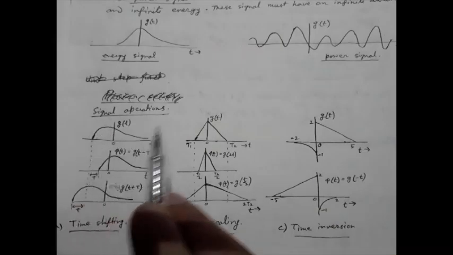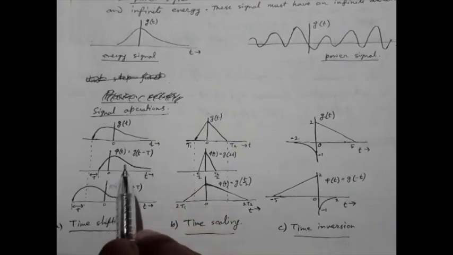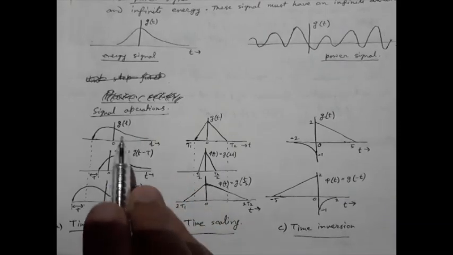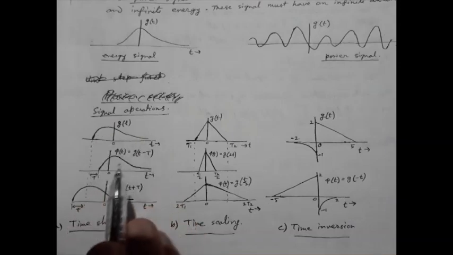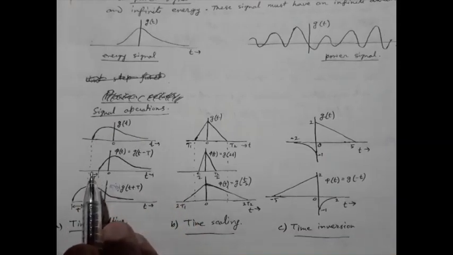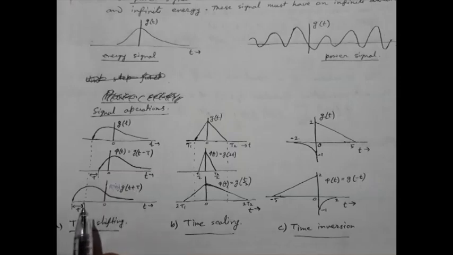These are a few signal operations. This is the time shifting operation. If g(t) is an arbitrary signal, then g(t minus T) means it will be delayed by an amount T, and g(t plus T) means it will be advanced by an amount T.